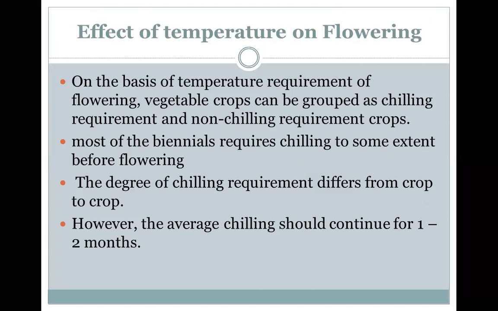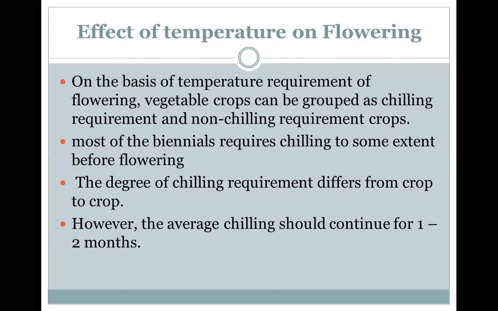On the basis of temperature requirement for flowering, vegetable crops can be grouped as chilling requirement and non-chilling requirement crops. As we have already talked about in vernalization, right? Vernalization means giving lower temperature so that flowering can be induced. So it is grouped into two parts: chilling requirement and non-chilling requirement crops. Most of the biennials require chilling to some extent before flowering.